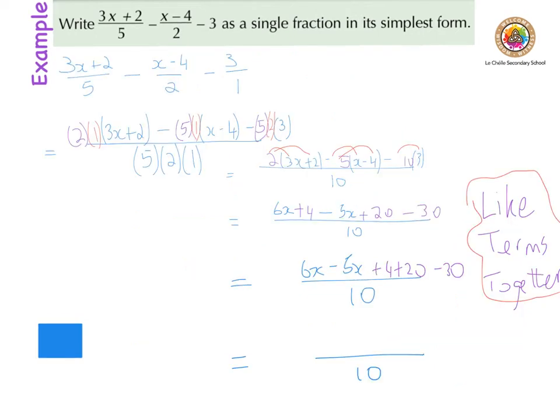So I know that 6x take away 5x, well, that's x. 4 plus 20 is 24, and 24 take away 30 is minus 6. And so that is my final answer.